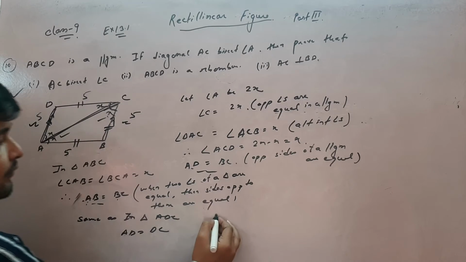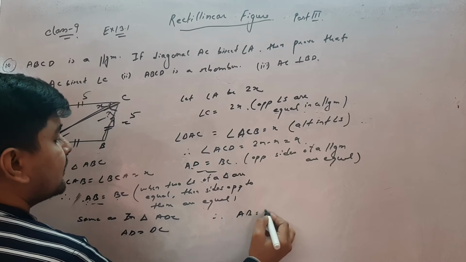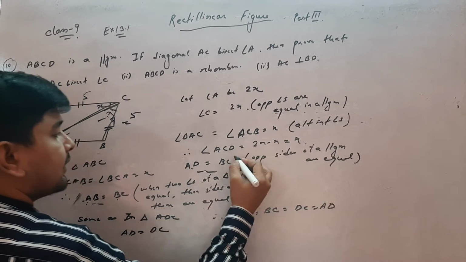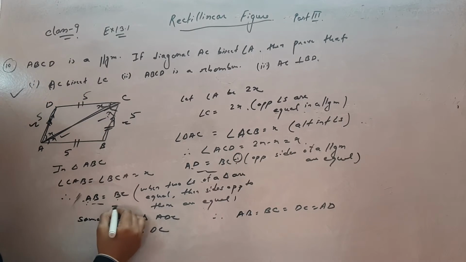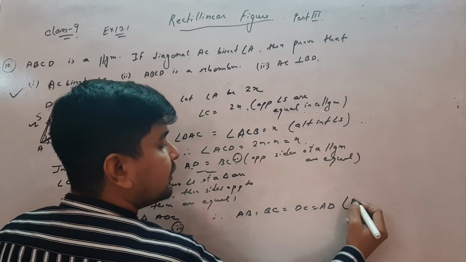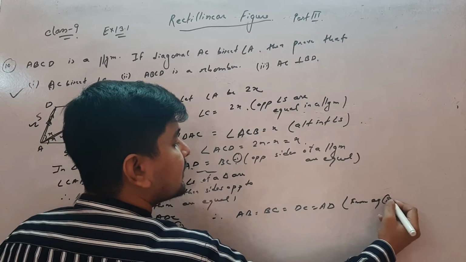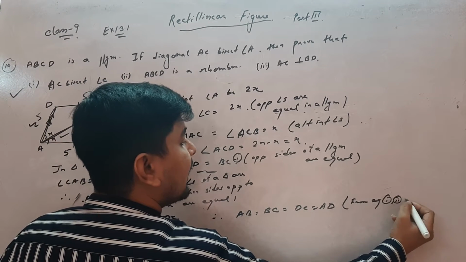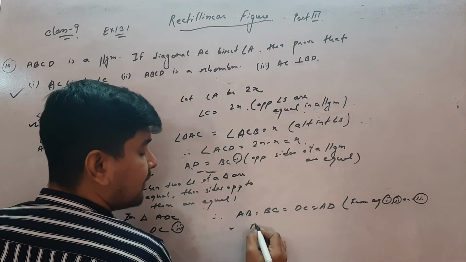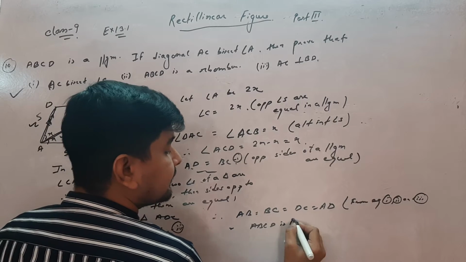Therefore we prove that AB equals BC equals DC equals AD. This is equation 1, this is equation 2, this is equation 3. So from equations 1, 2 and 3, we prove that all sides are equal. Therefore ABCD is a rhombus.